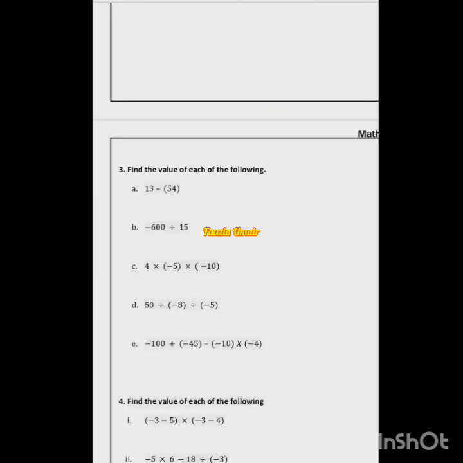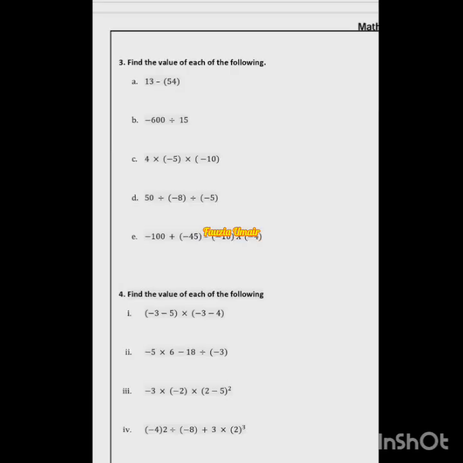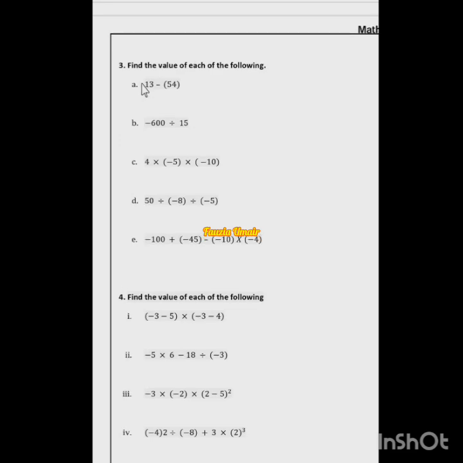No, ma'am. All right. So now these ones, the mixed operations. 13 minus 54. Definitely there is a plus sign here. Plus 13 minus 54. Unlike integers, so we do subtraction. 54 minus 13 is 41, right? And the sign of which one will come? The bigger number's, ma'am. 54's, minus 41. Okay?